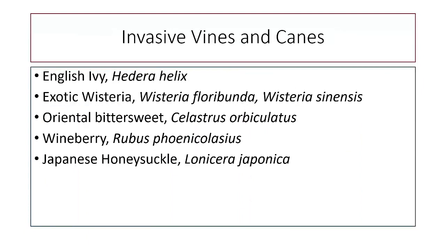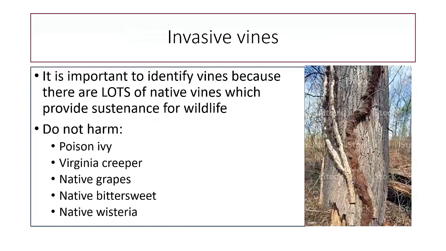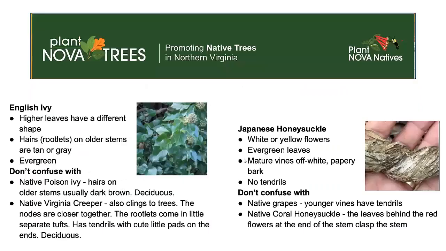So there are lots of vines and canes, which are also extremely invasive. The top of our list is our friend, the English ivy. Then we've got the exotic wisteria, oriental bittersweet, wineberry, and Japanese honeysuckle. Now, I'm going to talk about these in specific, but I've got a couple of others. There's an organization called Plant NOVA Trees, which has really good information. I'm going to go through some of their information on vines. So we're going to talk about a few more than what I listed there.